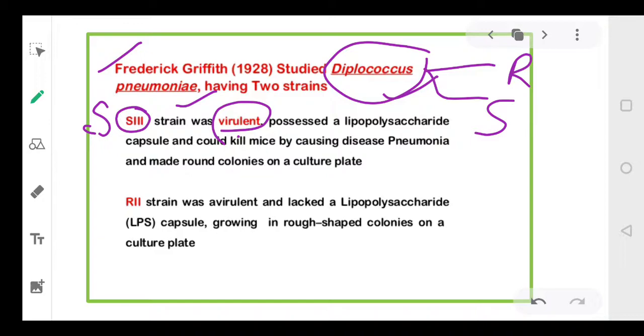Now this S strain has a lipopolysaccharide capsule. The S strain has a capsule of lipopolysaccharide on top of it, and it causes the disease, and because of the disease the organism can die. So this causes a disease which is called pneumonia.